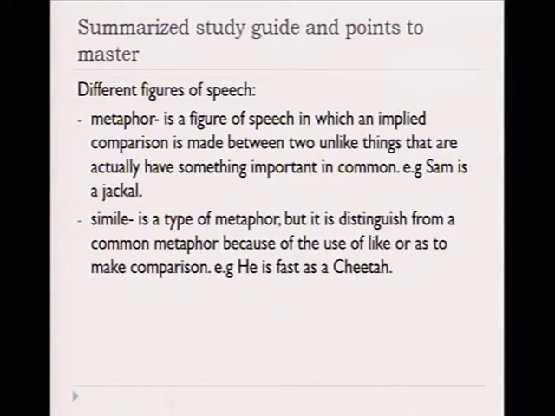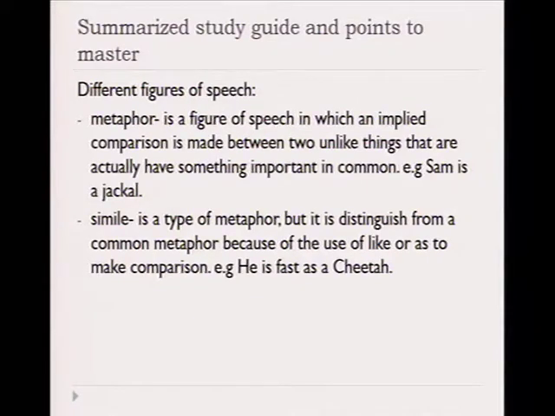Simile. A simile is a type of metaphor, but it is distinguished from a common metaphor because of the use of words like or as. So one can say a simile is almost a metaphor, but there are some words that make it different from a metaphor. This one does not directly compare two different things, but instead uses two words, which are like or as.